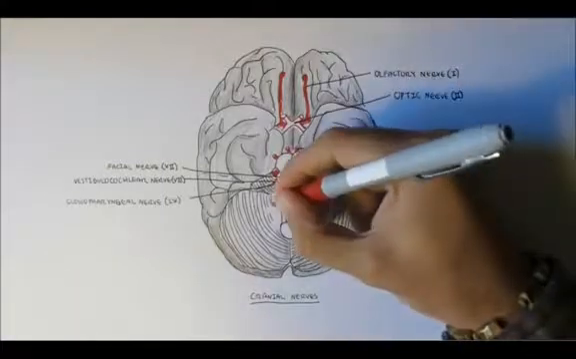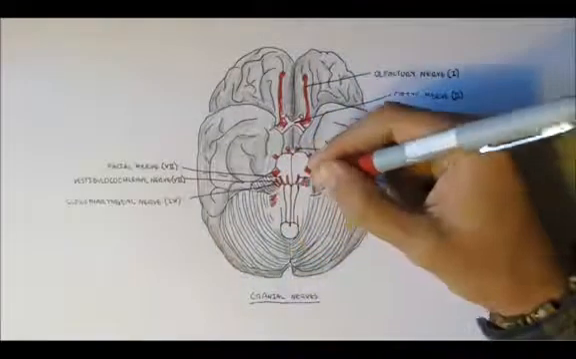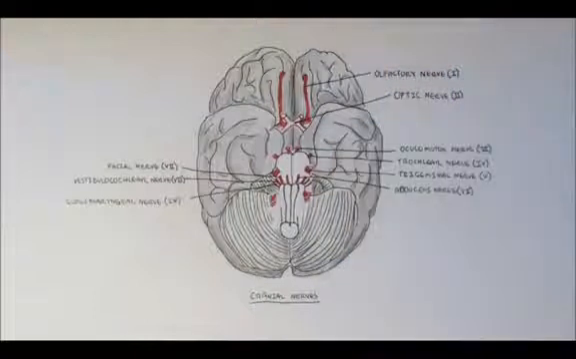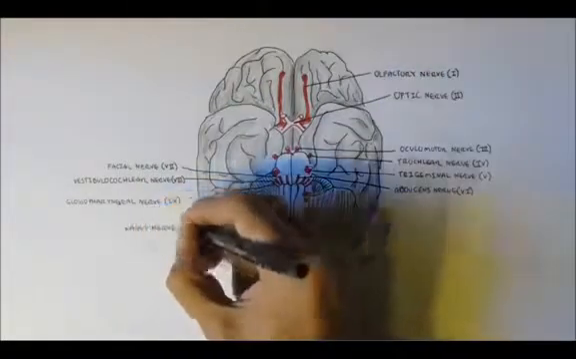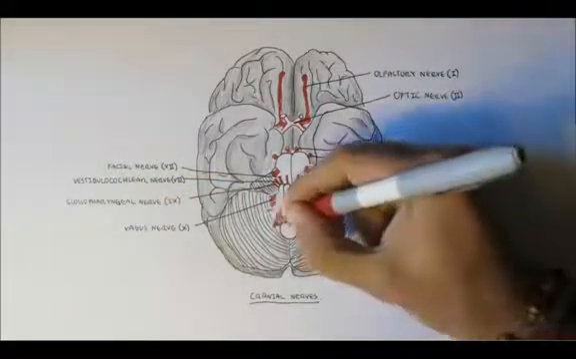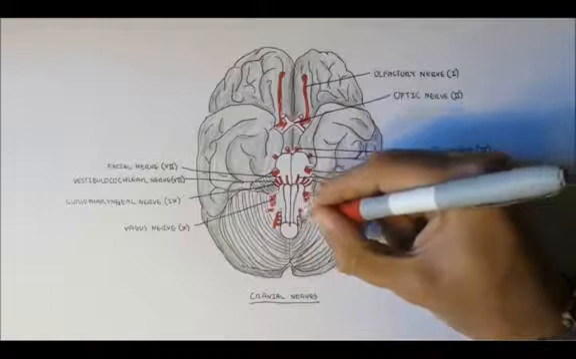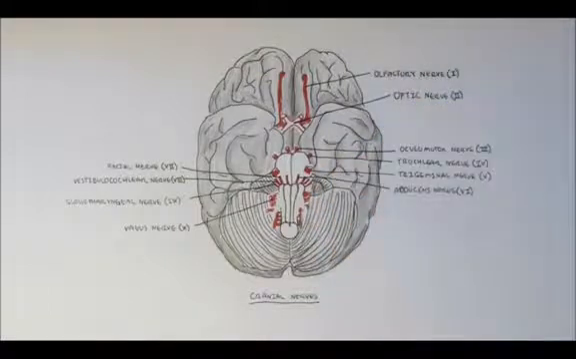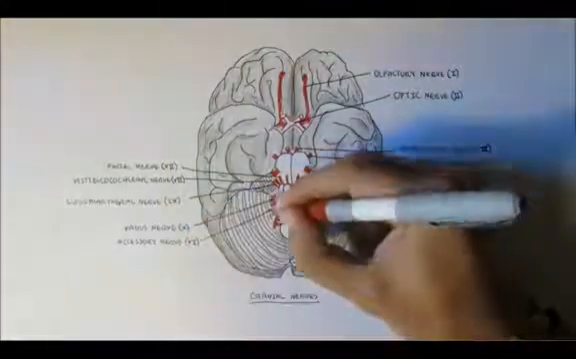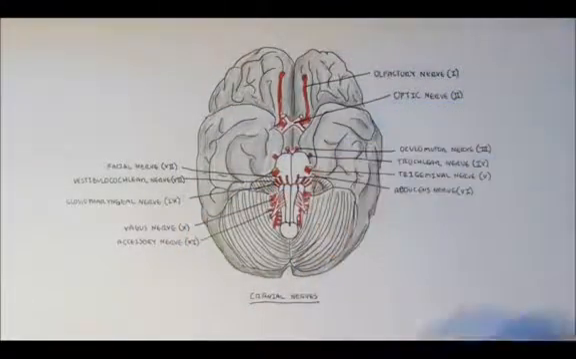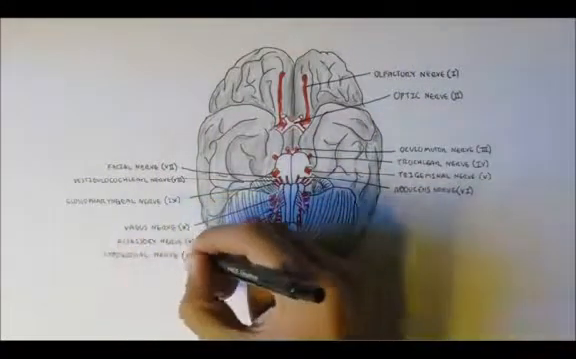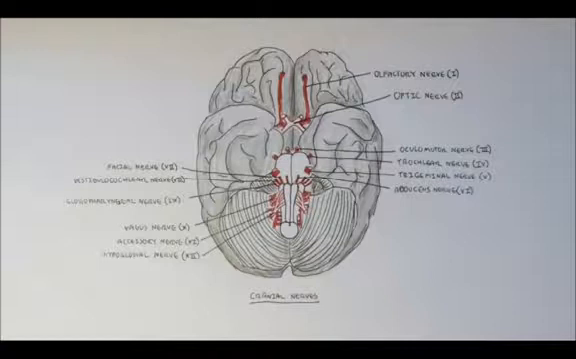Nerve 10 is the vagus nerve, which has many functions in our parasympathetic nervous system, and it arises also from the medulla oblongata. Nerve 11, the accessory nerve, just above where the spinal cord begins, is the accessory nerve. And finally, nerve 12 is situated just under the glossopharyngeal nerve, and it's called the hypoglossal nerve, nerve 12.